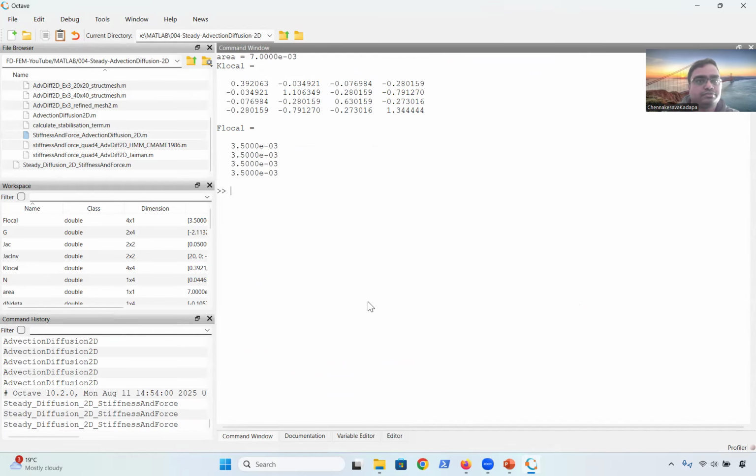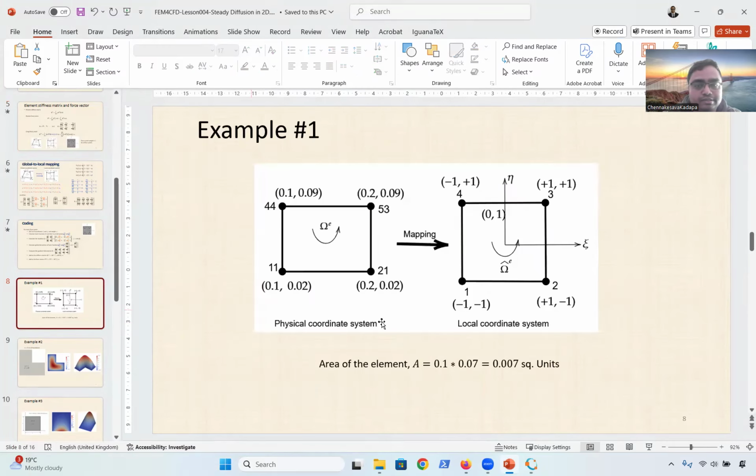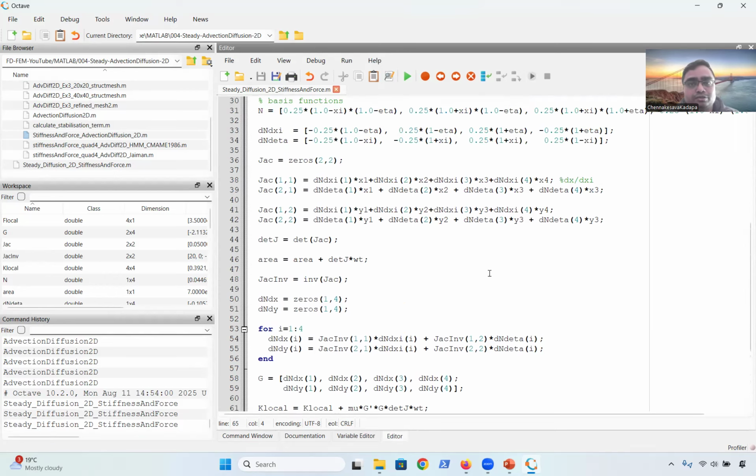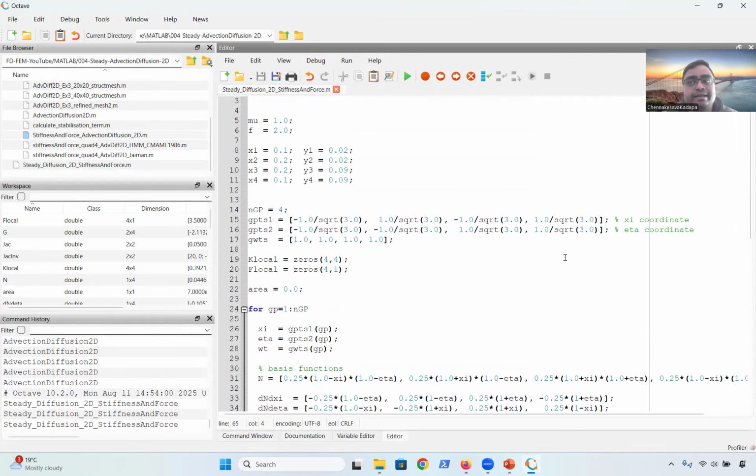So let us print the area and run this. What is the area? Area is 0.7 into 10 to the power minus 3, that is 0.007. And what do we have for this? 0.007. So our calculations are correct. I'm not expecting any bugs in this code; that we will verify eventually when we solve the problem. But this is how we calculate element stiffness matrices for any problem using the finite element method.